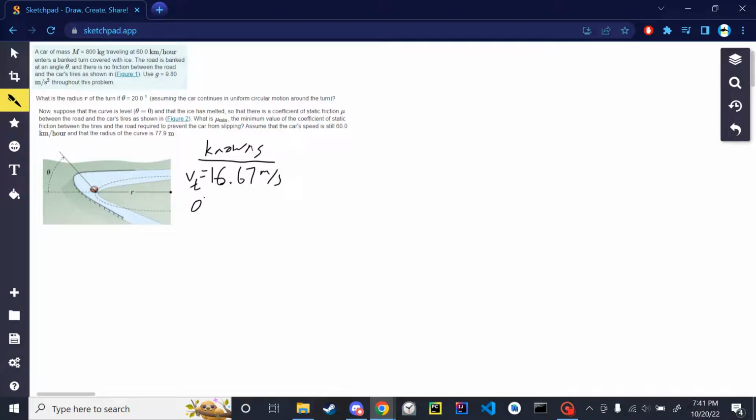Our theta is going to be 20 degrees. Our radius is unknown. We're trying to solve that. And then our mass is 800 kilograms.